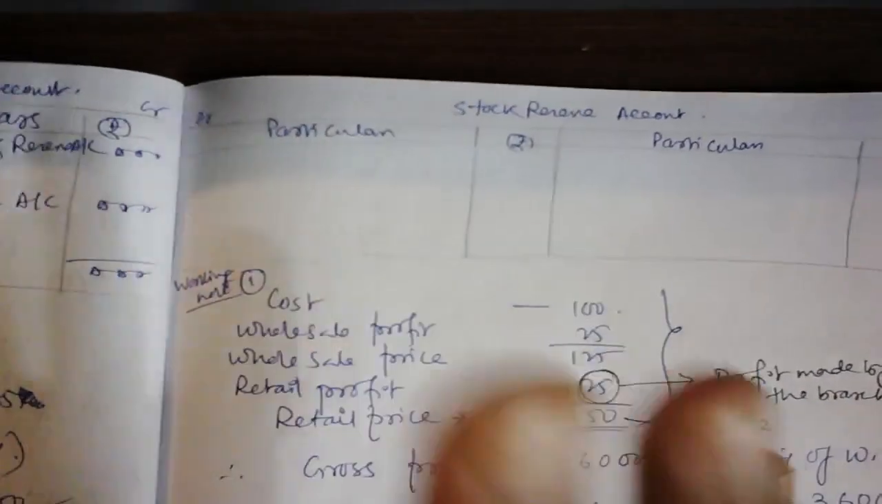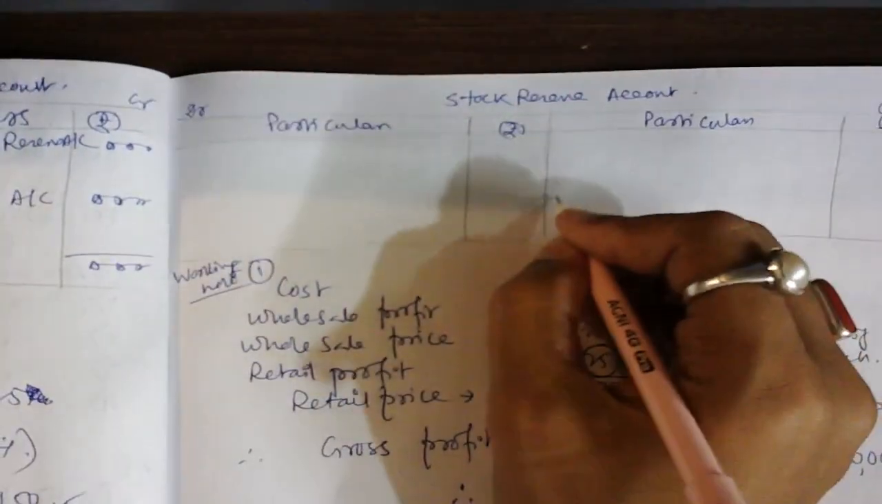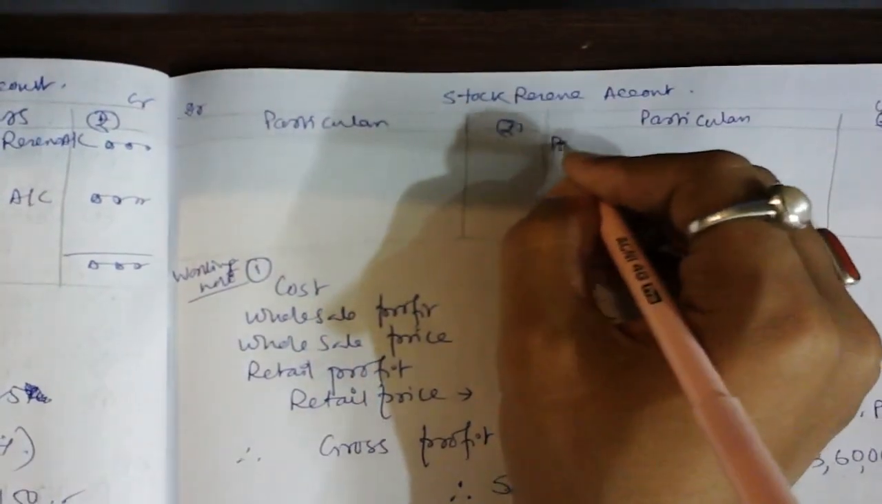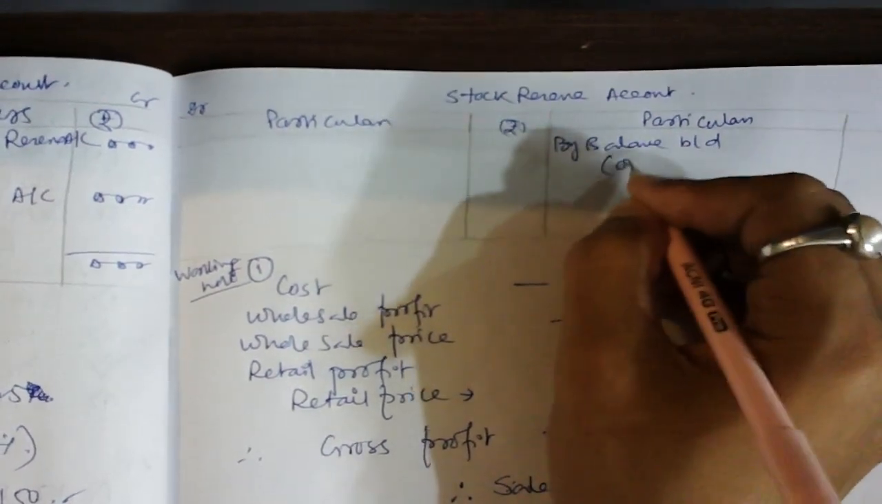But before that, what we need to do? We need to close it. So now we need to calculate the profit included in the stock reserve. Okay. So now we can calculate by balance b/d. It's the opening stock reserve. Perfect.